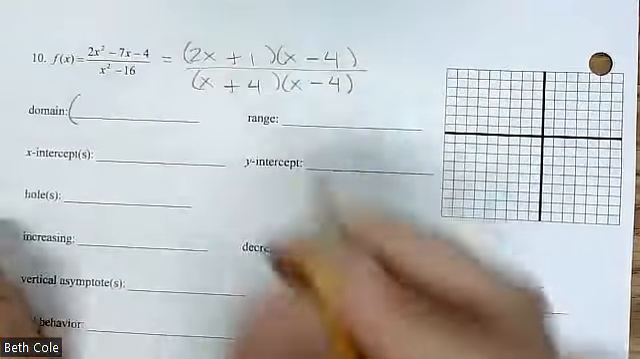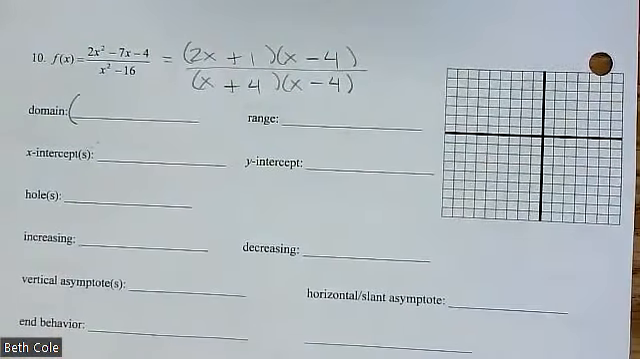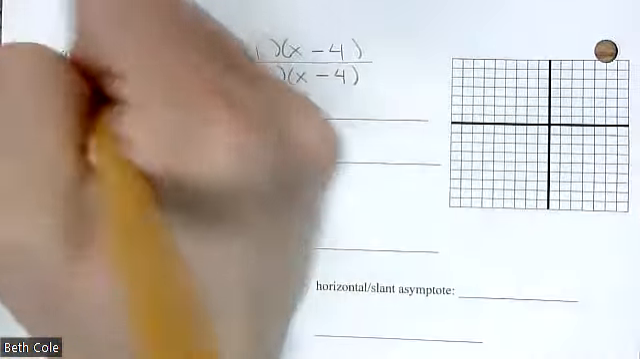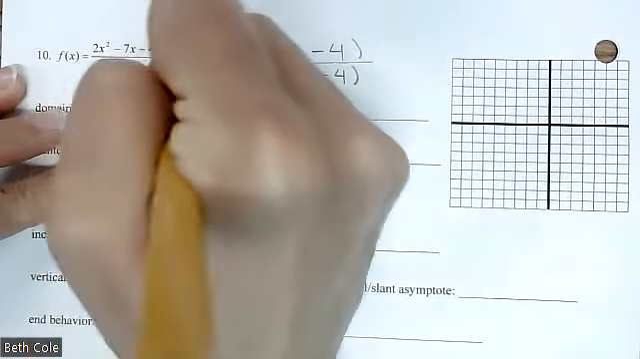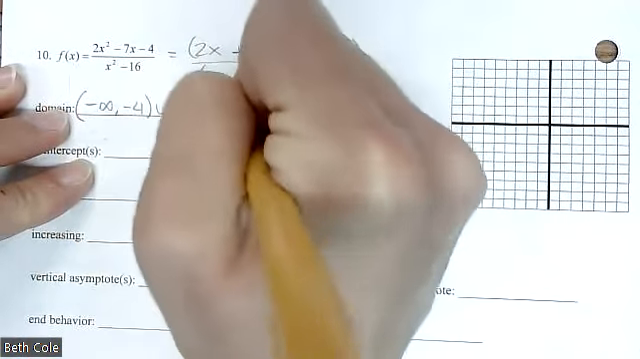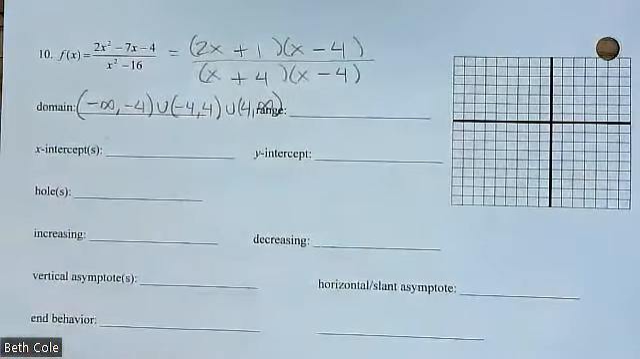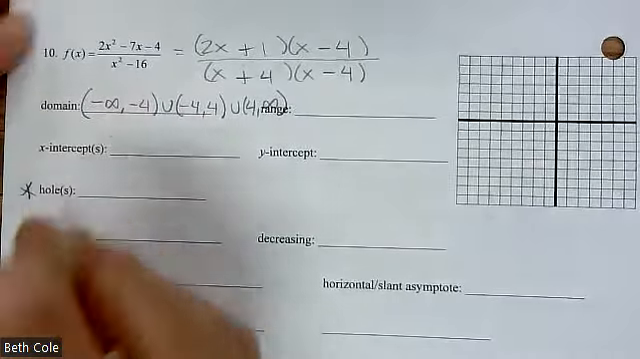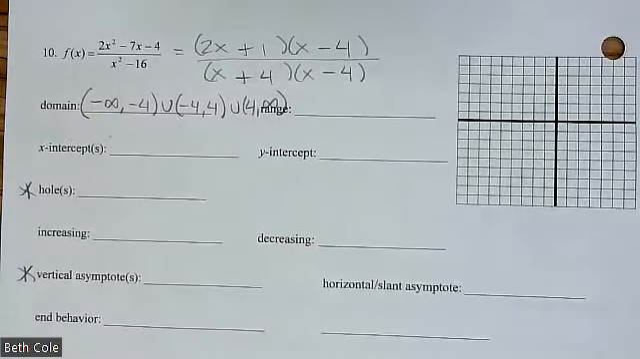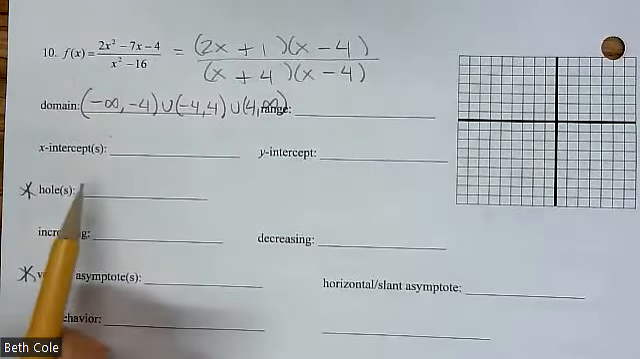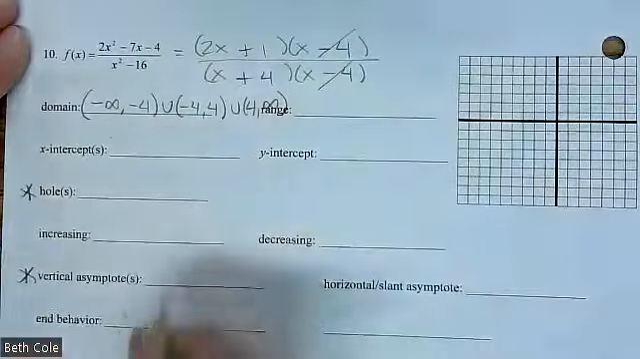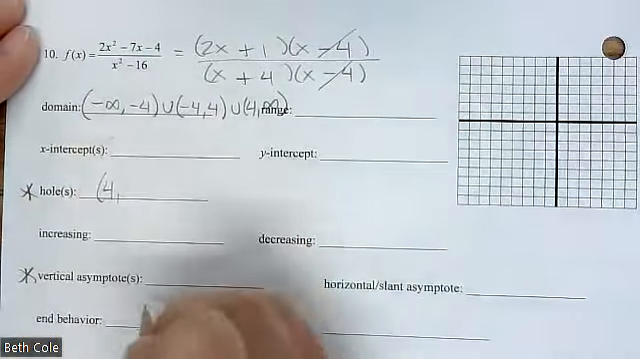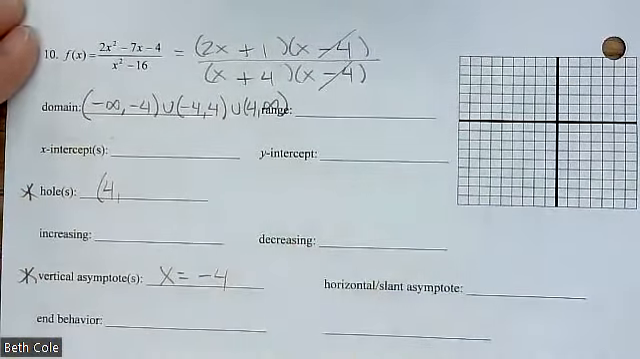So who's getting kicked out of the domain? -4 and +4, correct. You want to do this before you do any crossing out. You have 2 troublemakers, -4 and +4. So what can they now become since we kicked them out? Holes, vertical asymptote. One is going to be one of those and the other is going to be the other. Which one's going to be the hole? 4, good. And so -4 is the asymptote.